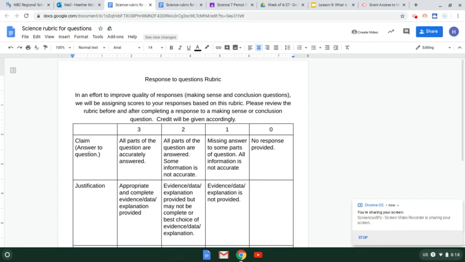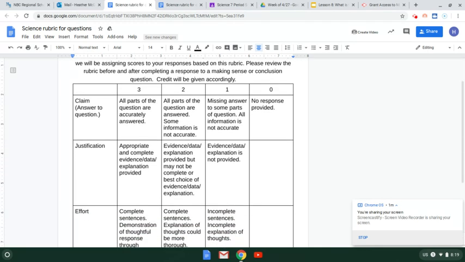So claim, answer to the question, okay? A 3 is all parts of the questions are answered accurately. So this is giving a correct answer, okay? A 2, all parts of the questions are answered. Some information is not accurate. 1, missing answer to some parts of question, all information is not accurate, or no response given. Okay, so obviously you want to make sure that you're around this range here. So you want to make sure you're answering the questions accurately using the data provided from the lab.